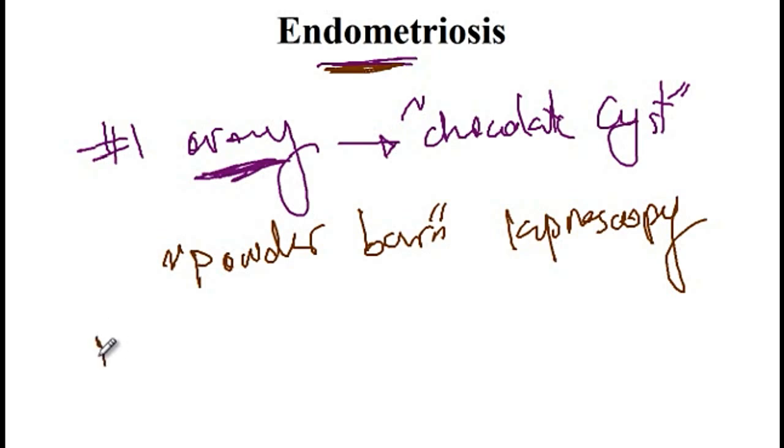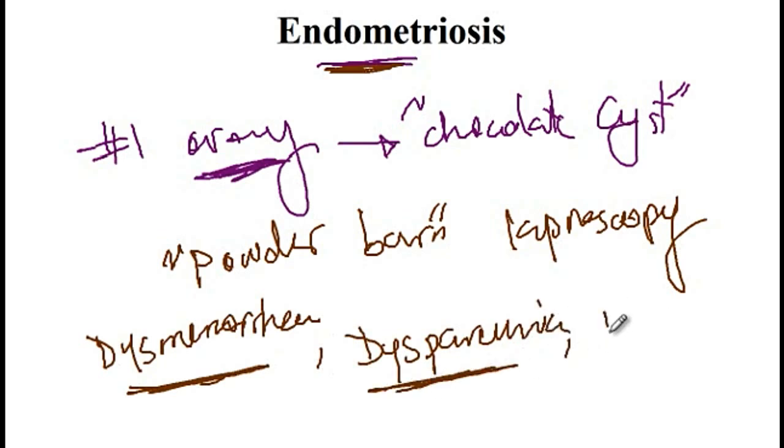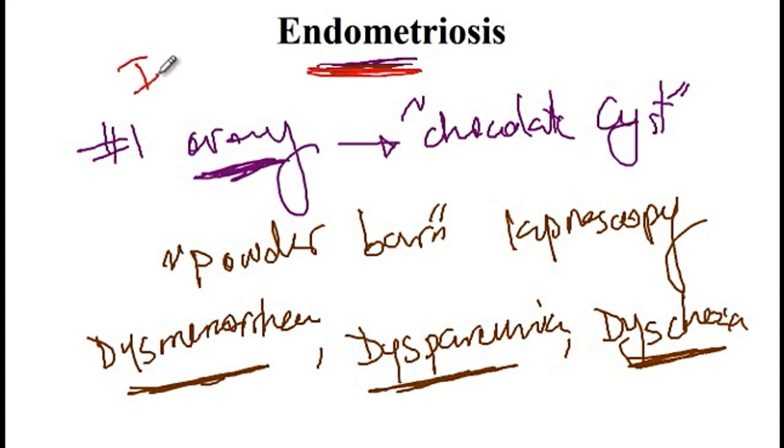Clinical symptoms of these patients include dysmenorrhea, which means that there are painful menstruations, dyspareunia, which means that there is pain during intercourse, and then dyschezia, which means that there is pain with defecation. And then a complication of endometriosis is infertility, and it's not known why the presence of endometrial tissue outside its normal place is associated with infertility in these patients.